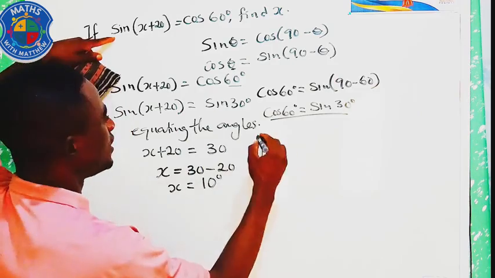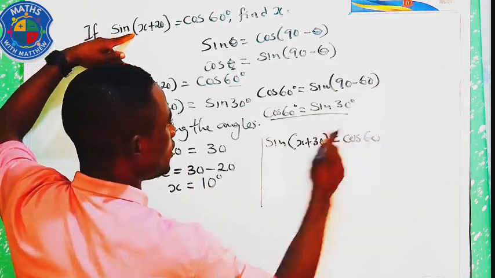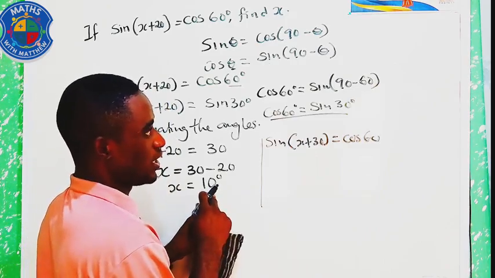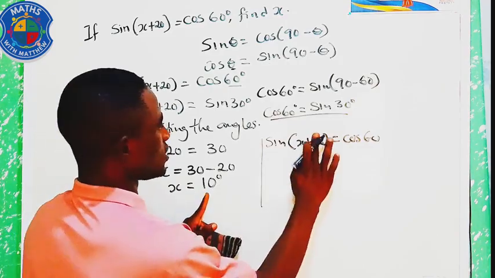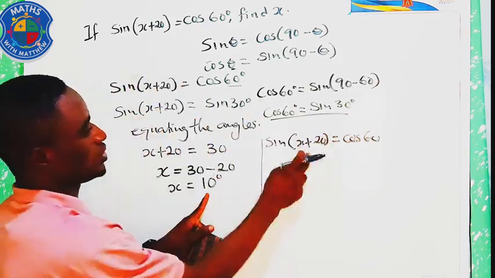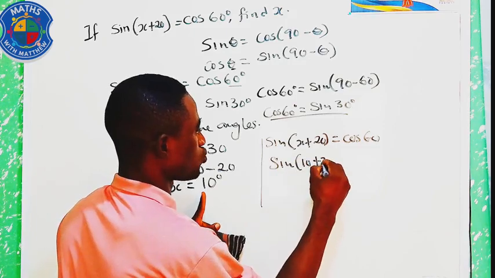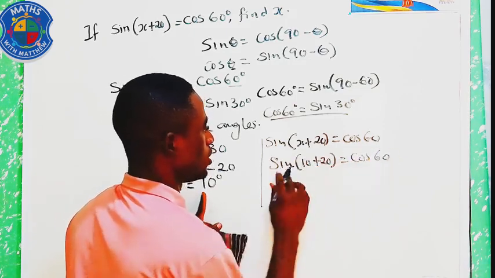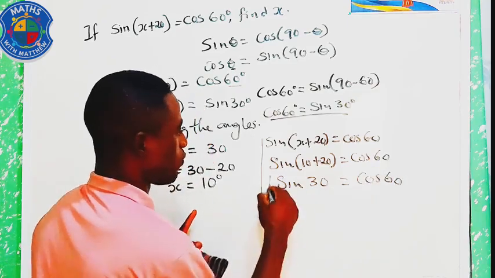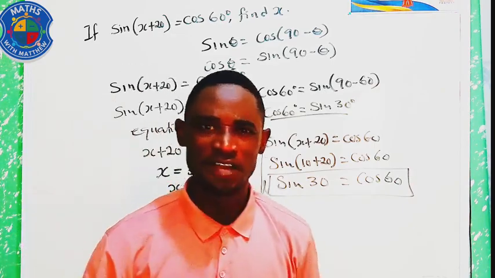If you go back and say sine (x plus 20) equals cos 60, what is our x? We have already gotten our x to be 10. The 20 is from the question, x plus 20. So by substitution, we can say sine (10 plus 20) equals cos 60. This gives us sine 30 equals cos 60. If you press your calculator with this, you are going to get the same answer. It is very, very easy.